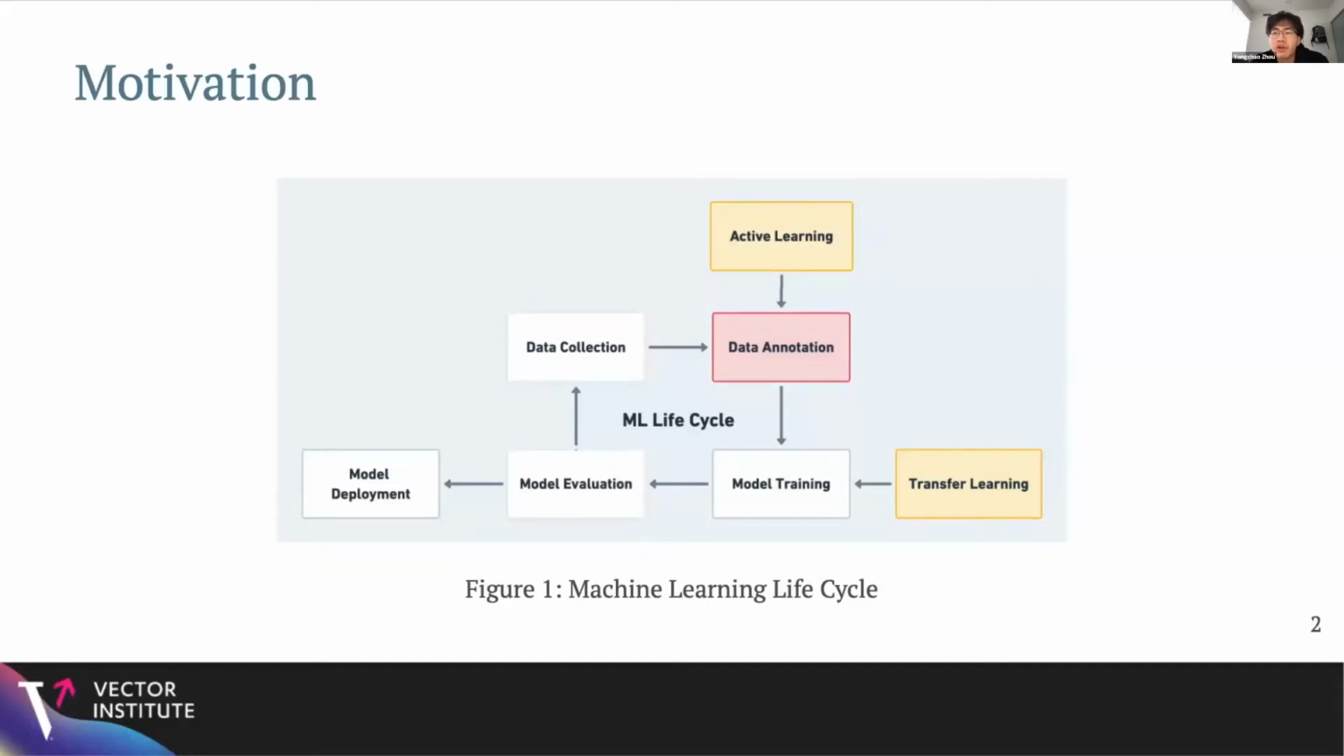Here I show a typical life cycle of a machine learning application, where we have 5 different phases, namely data collection, data annotation, model training, model evaluation, and model deployment. For many real-world machine learning applications, data annotation can be a big headache, especially for the domain where a high level of expertise is needed to label the data, such as medical, law, or finance data.